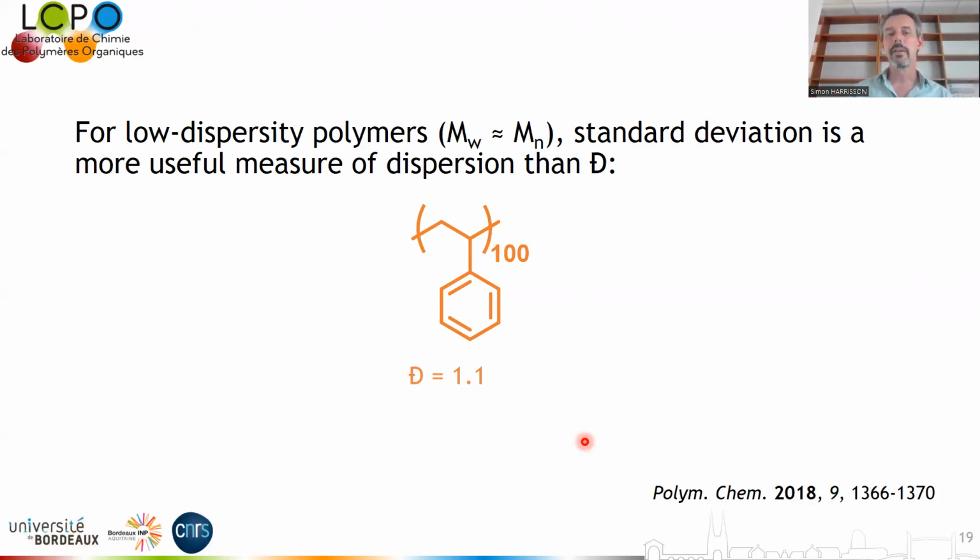And so instead of writing our polymer structures like this with an average degree of polymerization and a dispersity, we should maybe think about adding in the standard deviation. So this polymer, the degree of polymerization of 100, dispersity of 1.1, has a standard deviation of 32. So when we write it like that, we know immediately that most of the chains are going to be somewhere between 70 and 130 units in length.